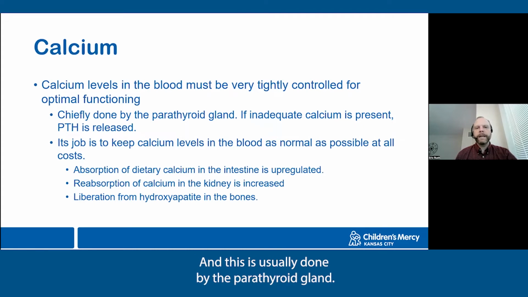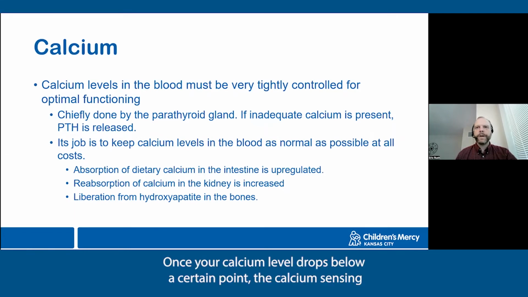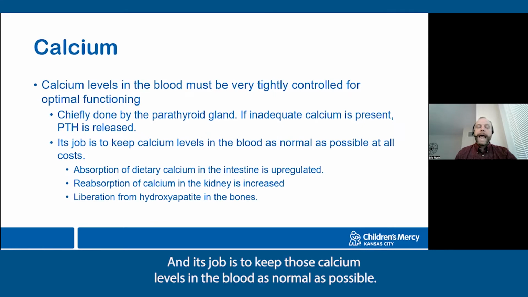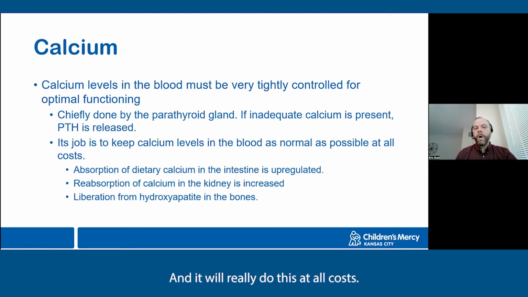And this is usually done by the parathyroid gland. The parathyroid gland is kind of a beastly little gland. And so if you have inadequate amounts of calcium present, you will release PTH. Once your calcium level drops below a certain point, the calcium sensing receptor will note this, and more parathyroid hormone will be released. Its job is to keep those calcium levels in the blood as normal as possible. And it will really do this at all costs.